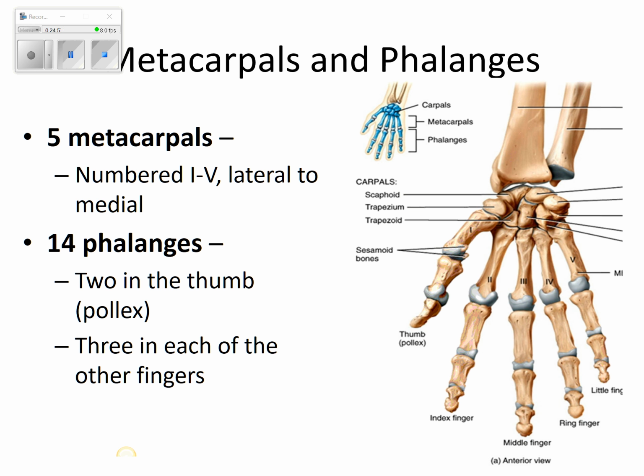You have 3, of course, in each of the other fingers. And that's where I was showing you here. You have 2 in the thumb, and 1, 2, 3, in each of the fingers.